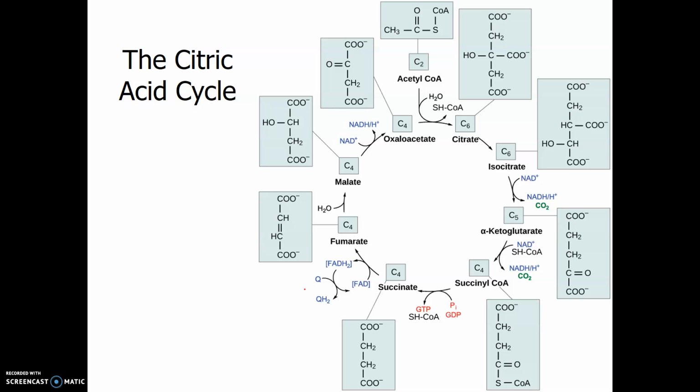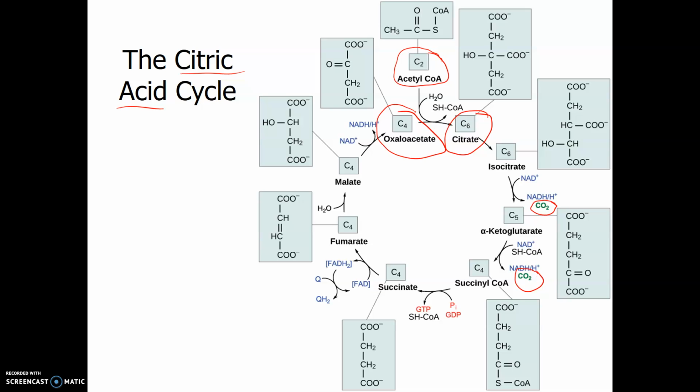The first step in the citric acid cycle is when acetyl coenzyme A, which has 2 carbons in it, combines with oxaloacetate, which has 4 carbons. And this combination produces a 6-carbon citrate, or sometimes called citric acid, which is where the name of the cycle comes from, citric acid cycle. That citrate is broken down in a series of steps, and every time it's broken down, it loses a carbon. And when it loses a carbon, that carbon forms carbon dioxide. So we can see from one turn of the citric acid cycle that 2 carbon dioxides are formed.